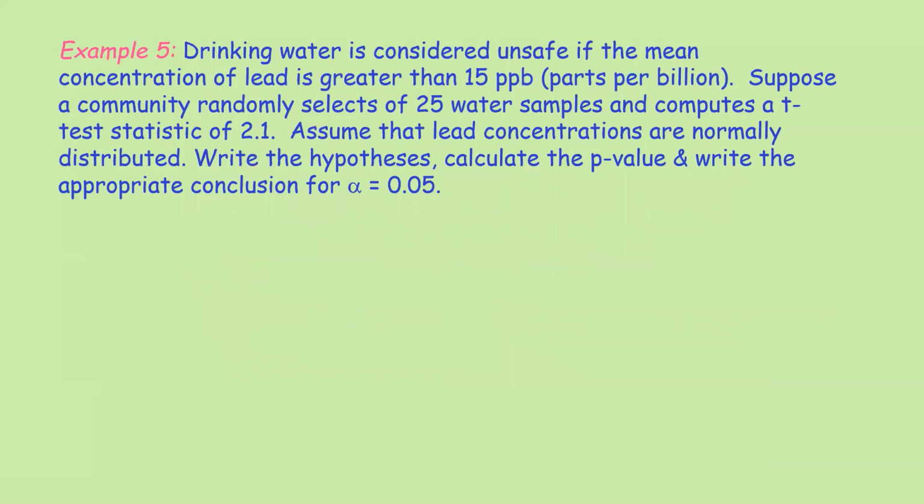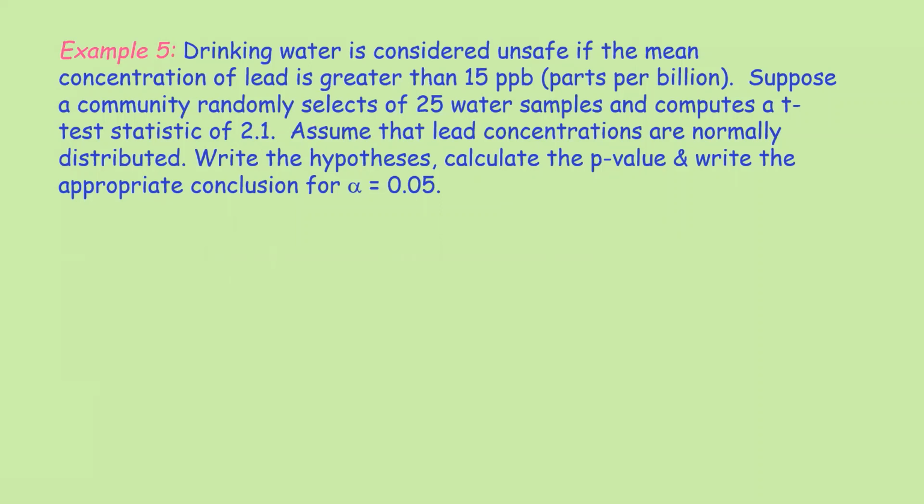So let's look at an example. Drinking water is considered unsafe if the mean concentration of lead is greater than 15 parts per billion. Suppose a community randomly selects 25 water samples and computes a test statistic of 2.1. Assume the lead concentrations are normally distributed. We need to write the hypotheses, calculate the p-value, and write the appropriate conclusion based on alpha 0.05.